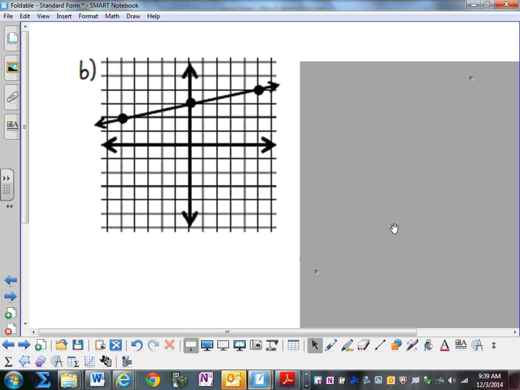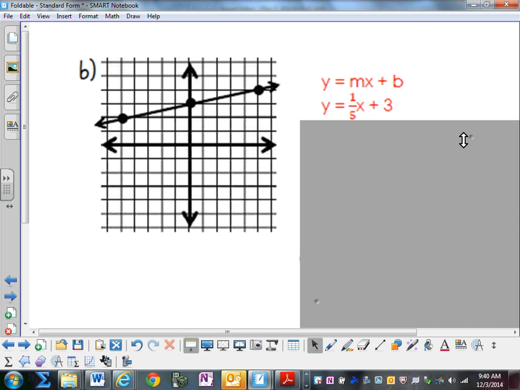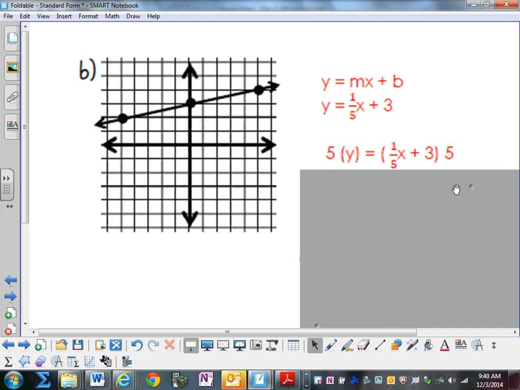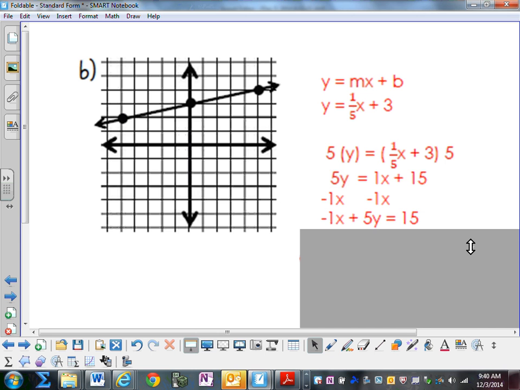Alright, so again, here we have a graph, and we're going to write it in standard form. We're going to start by writing the equation of a line in slope-intercept form. So y equals 1/5 x plus 3. I'm going to multiply each term by 5, and the result will be 5y is equal to 1x plus 15. I need to move the x over, which will leave us with negative 1x plus 5y is equal to 15.